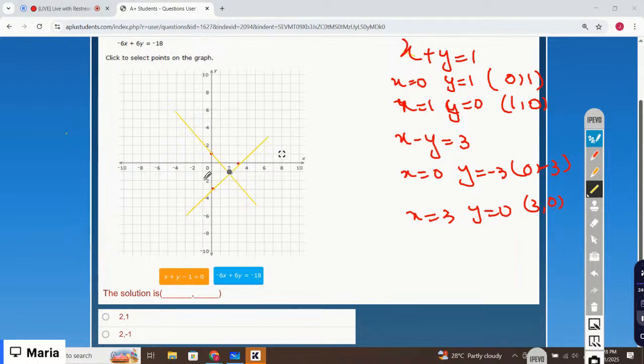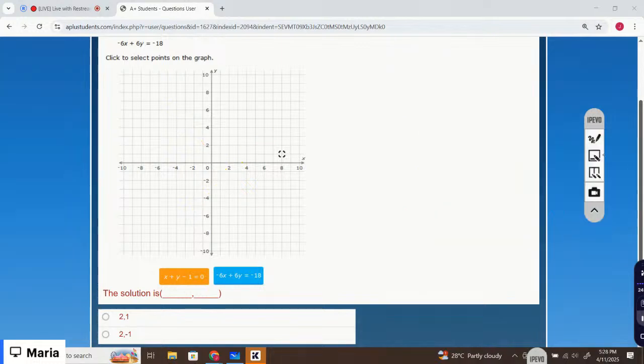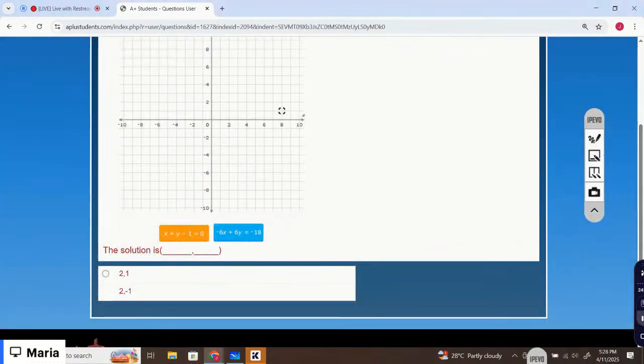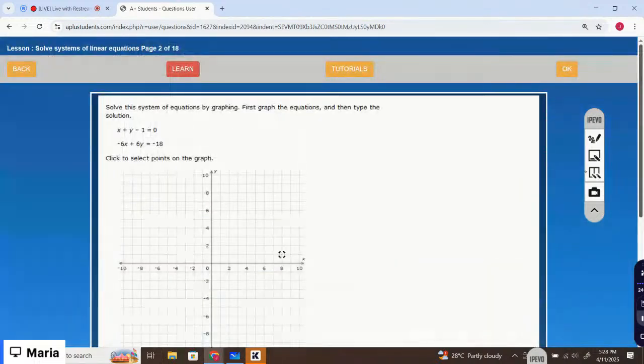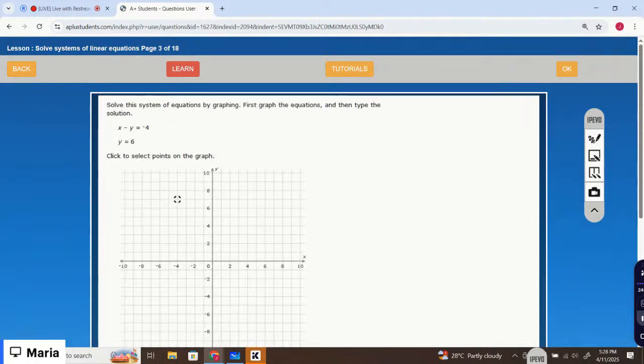That is 2 and negative 1, right? The point of intersection is 2 and negative 1. Option number 2 is the correct option. So that's how you have to plot the lines on the graph. You have to find the x-intercepts and the y-intercepts for both the equations, then make a line using those intercepts, join them, and find the point of intersection.